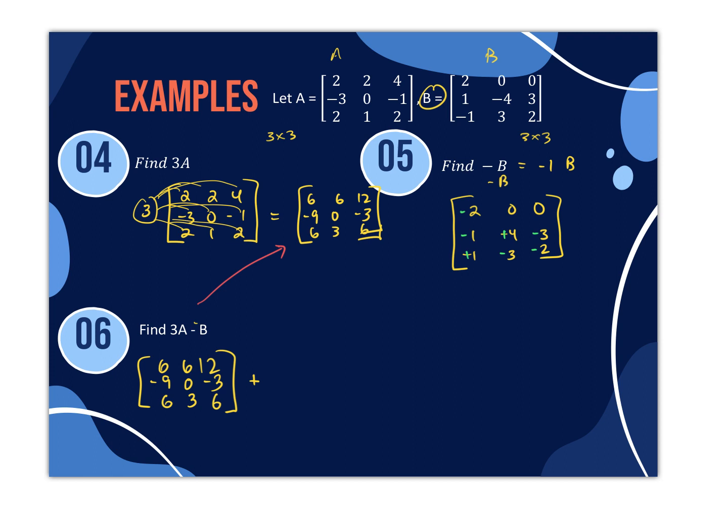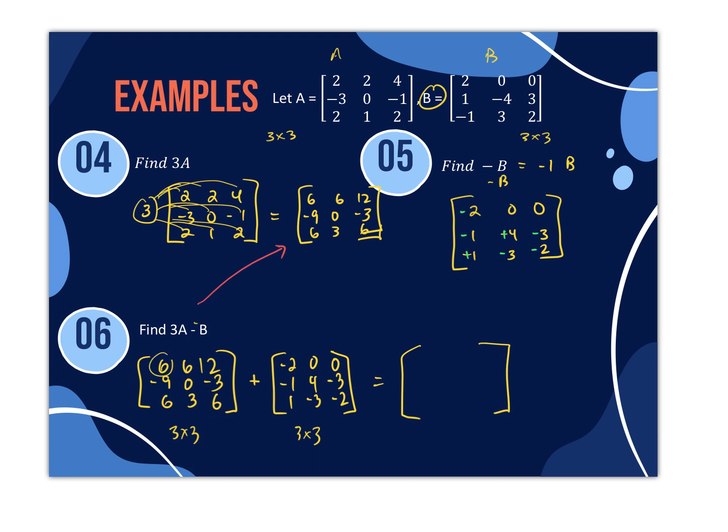And remember, this was the opposite of B. So I'm able to really just write those in. So negative 2, 0, and 0, minus 1, 4, and minus 3, and 1, negative 3, and negative 2. And now it's a 3 by 3, and this is a 3 by 3. So I am able to add them and come up with my final answer.